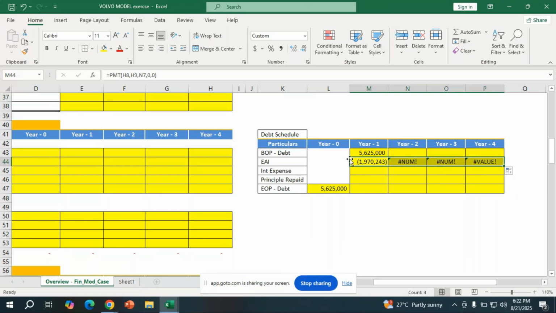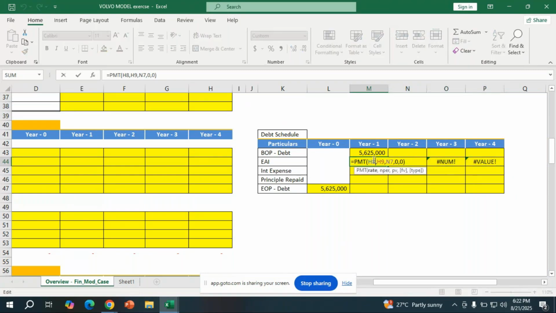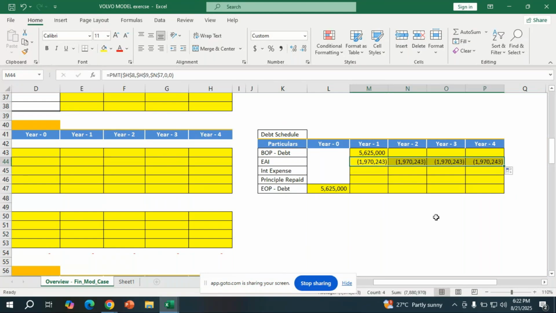So what you're supposed to do here is you're going to freeze all the cells now. See, I'm taking here. I'll press F4. I'll freeze H. Again, I'll freeze H9. Again, I'll freeze N7. I press Enter. And now if I'm going to drag, I get the same value.